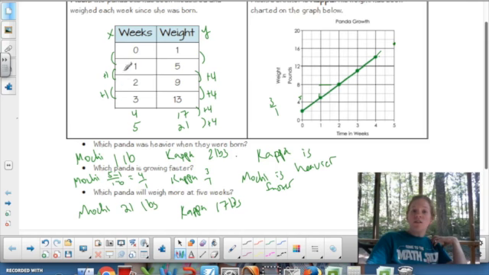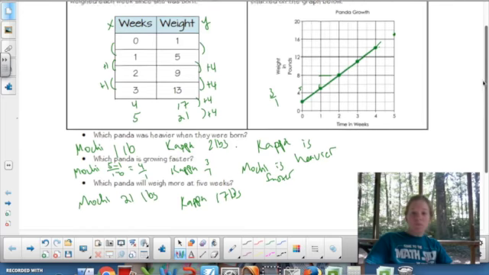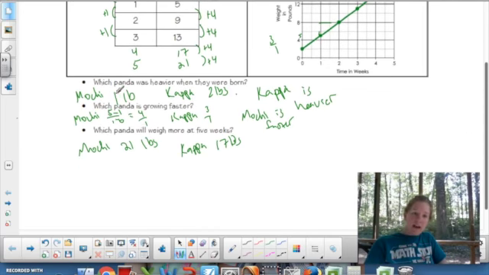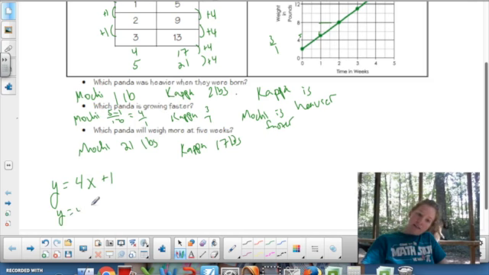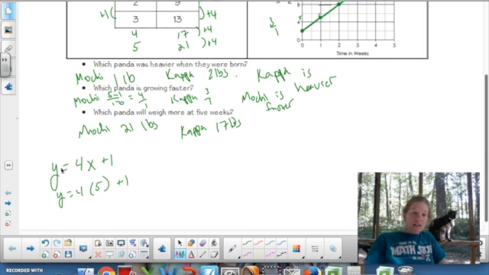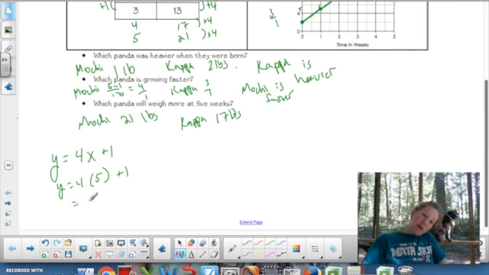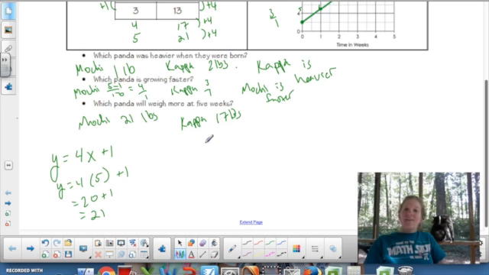You could also write an equation for these because you have the y-intercept, you have the slope. In Moshi's case, you have the y-intercept, that was 1, you have the slope. So what you could do, if you didn't want to keep guessing like that, is say Moshi's equation would be a slope of 4, so 4x, plus a y-intercept of 1. If I plug in 5 for that x, it'll tell me how much Moshi's going to weigh at 5 weeks. So 4 times 5 is 20, plus 1 is 21, which is what we found when we just followed the pattern.